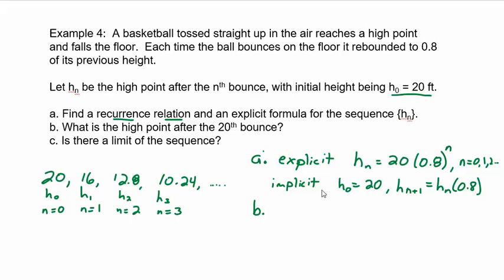You'll see with the implicit formula, if you wanted to find the height after the 20th bounce, you'd literally have to keep typing into your calculator times 0.8 times 0.8 times 0.8. Whereas if I use the explicit formula, after the 20th bounce, it's going to be 20 times 0.8 to the 20th power, whatever that is. Let's see what it is. 20 times 0.8 to the 20. I bet it's not too much. 0.23 feet. About 4 inches off the ground.